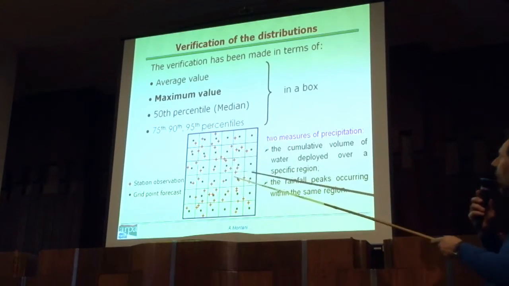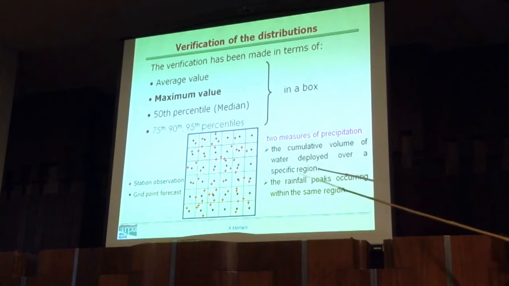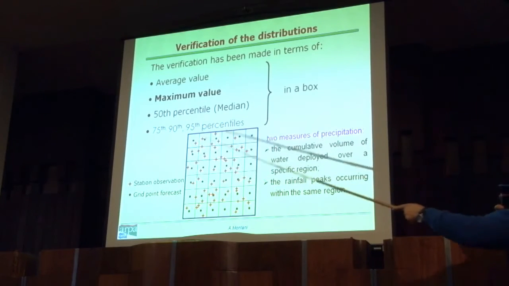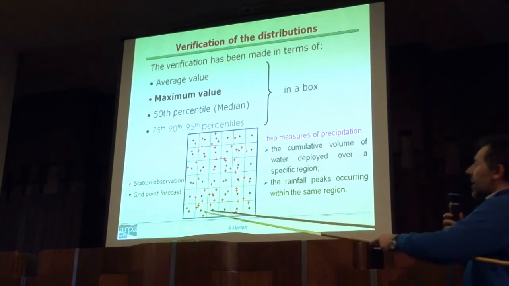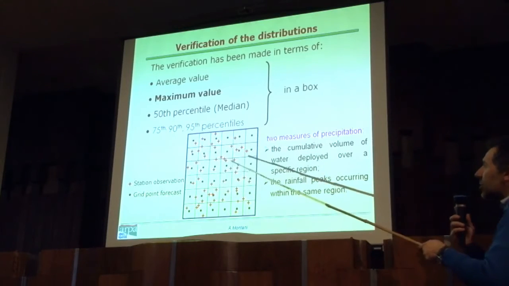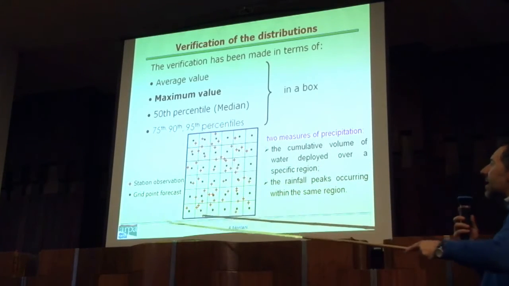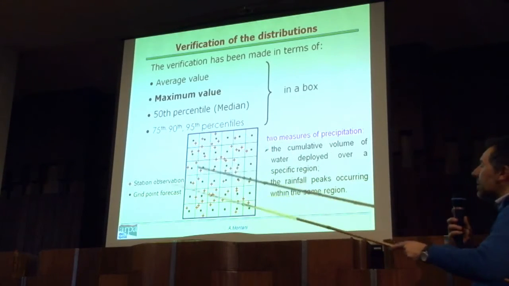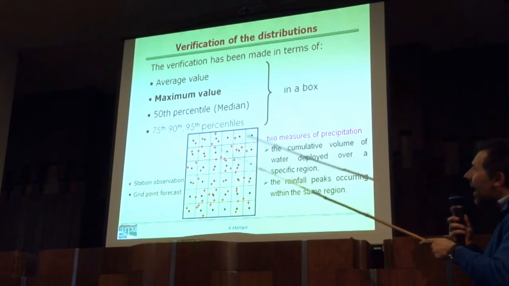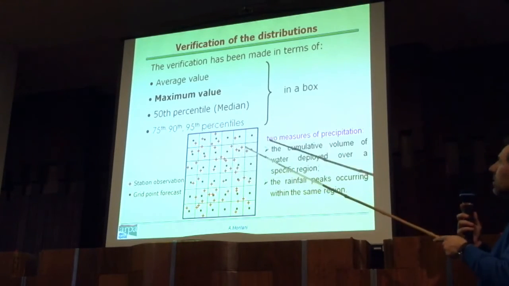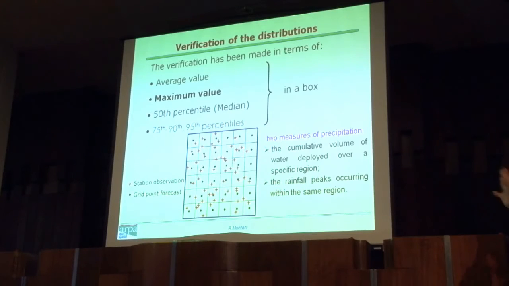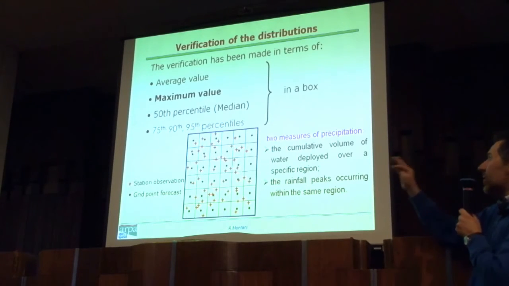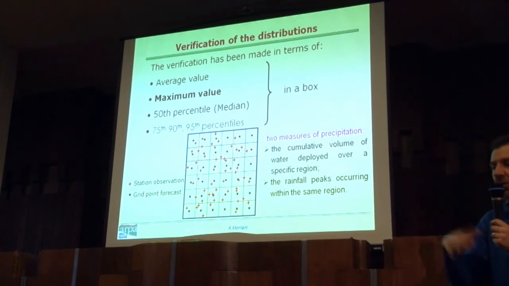So you can have different types of measure of precipitation. You can consider the cumulative volume of water deployed in a region, the total amount within a box, which is the average, against the average precipitation, or the rainfall peaks which occur in the same region. So you can lose a little bit of precision in terms of localization. You can say, for me, it's enough that the model is able to capture a peak within a box, but I may not be interested in where the peak occurred. So you can play a bit with this approach, and to some extent it is a bit more fair to have this type of comparison when you have systems with different horizontal resolution.